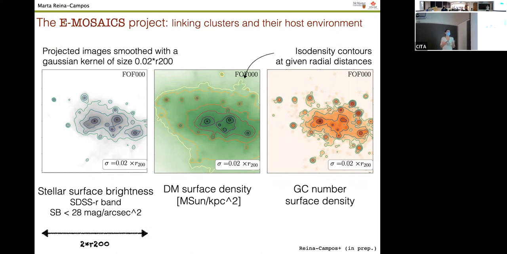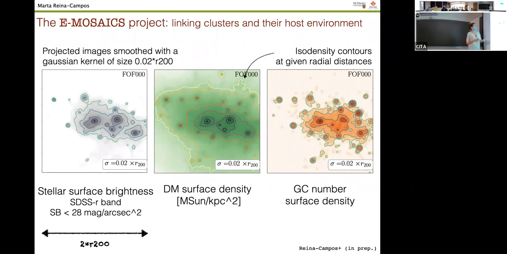And the reason for this is that the effective radius of the galaxy is about 1.5% R200. So we're smoothing over scales of the central galaxy such that we can get rid of all the small scale noise while still retaining the signal that's coming from the substructure. And so what we're looking at here now is the stellar surface brightness map, the dark matter surface density, and the globular cluster number density images that have been smoothed, with all the isodensity contours identified at different radial distances drawn on top of it.